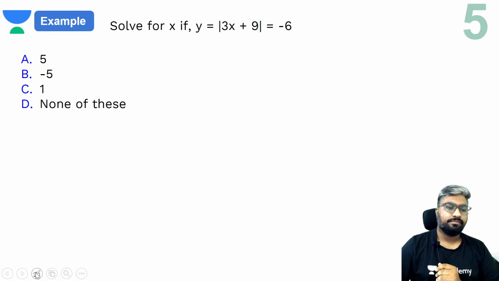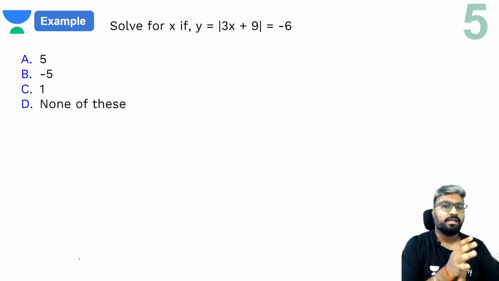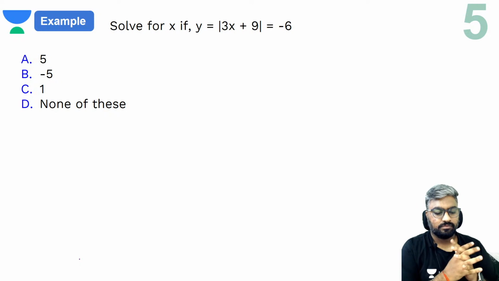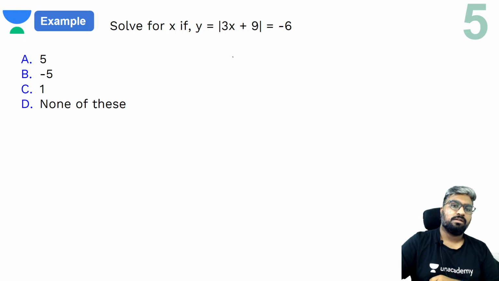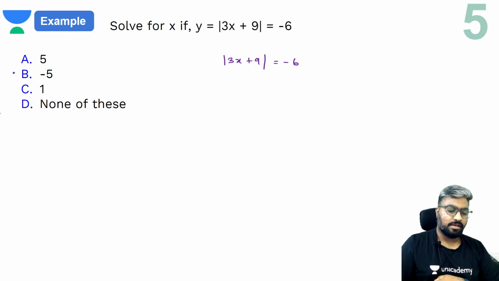Quickly solve this and tell me quickly. So what is the situation? Modulus 3x plus 9 is equal to -6. Quickly. Shrey says B, -5. Others? Shreyashi also says B.